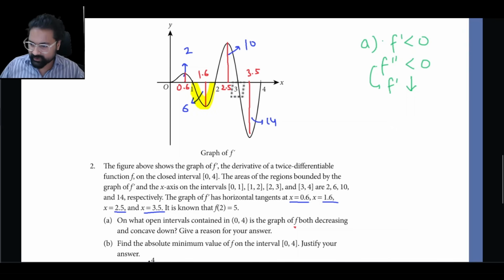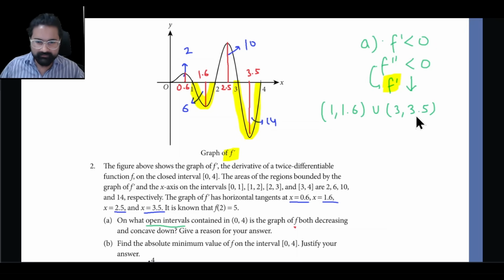So let's see where the function is negative first. The function is negative over here and here, but we also have to find where it is decreasing, because this is f prime. That's what I'm looking for. So clearly the function is decreasing in this particular region, and then this particular region as well. So for part A, since they're saying open interval, don't worry about that, I'm going to say 1 to 1.6 union 3 to 3.5. That should be my answer, where the function is matching these attributes.